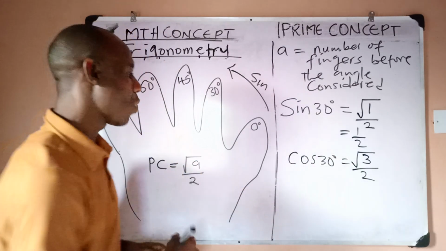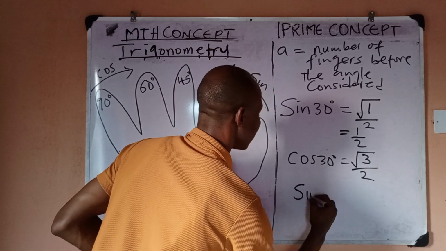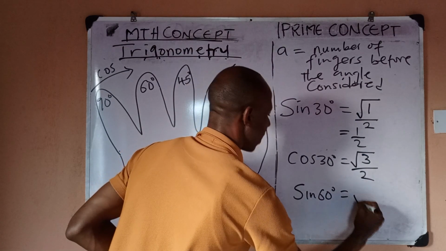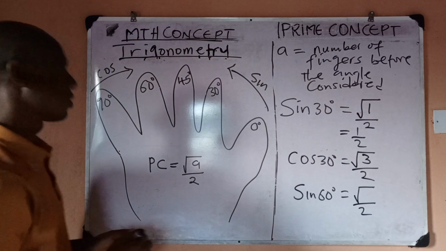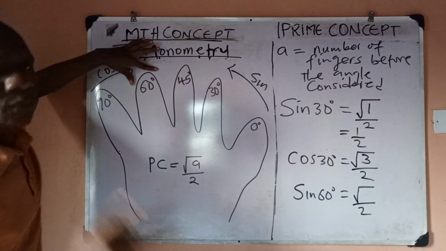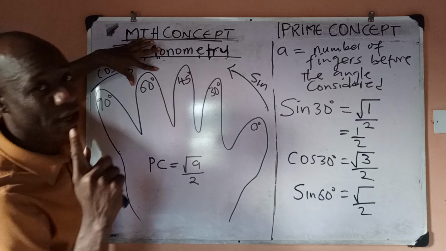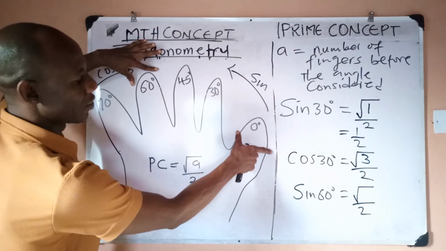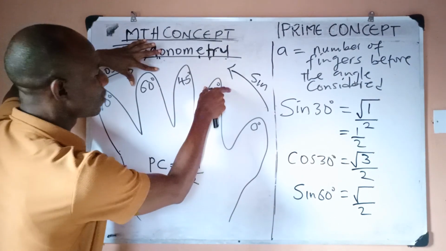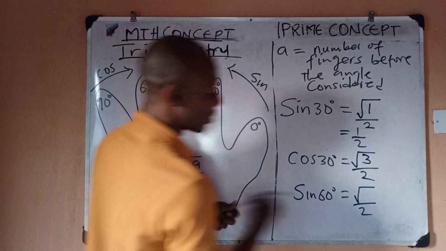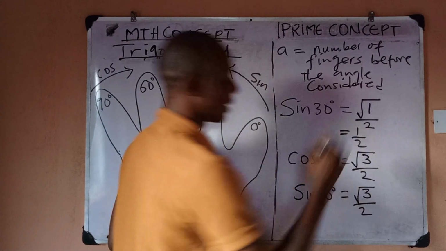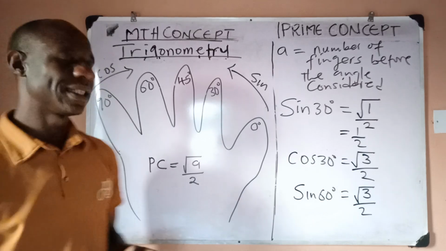Is it clear to you? Yes, but let me take one more. I'll say I want to find sine 60 degree. I would say root of a, which I need to find, over 2. So let's do that together. This is 60, but I'm looking for sine. Where do I count from? From this side. So let's count together. This is 1, 2, and what? 3 fingers before 60. So I'm simply going to do what now? Insert 3 here, and I've gotten sine 60.